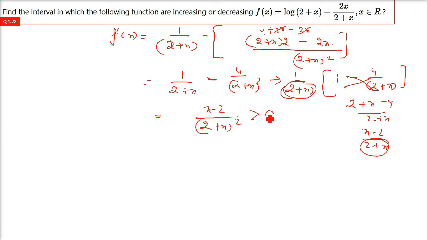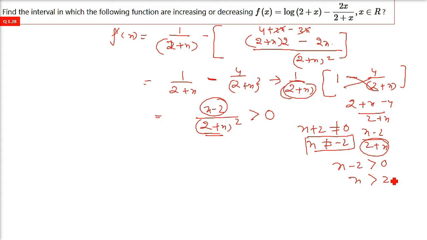If it is equal to 0, then you will get the critical point. Please remember, x plus 2 in the denominator cannot be equal to 0. You cannot have anything in the denominator 0. So x minus 2 should be equal to 0, which gives x equals 2. The denominator x cannot be negative 2. First thing you have to be very careful about. And second thing, x minus 2 has to be equal to 0 for the critical point.